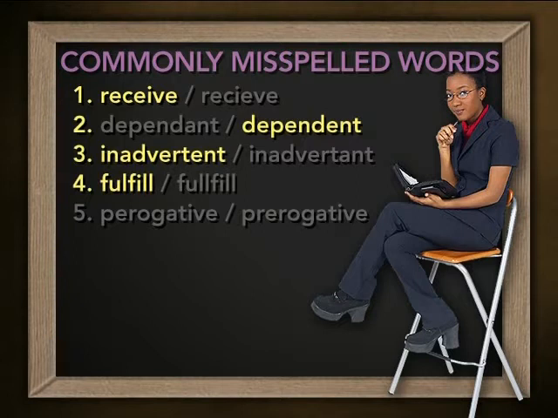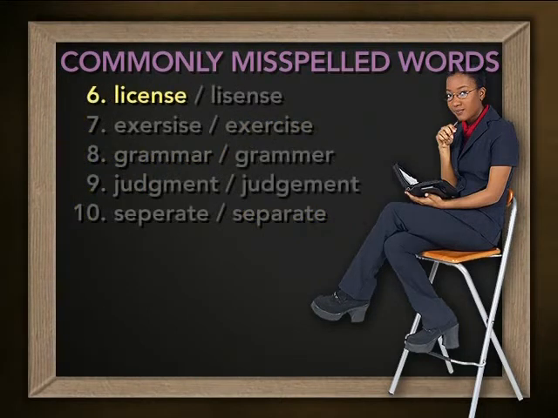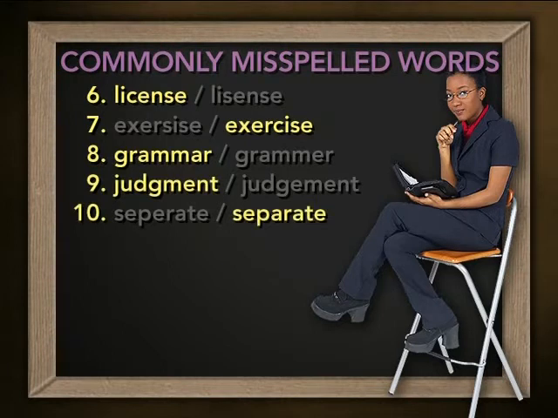Fulfill has one L followed by the two L's. Prerogative, dropped an R. License, C, not an S. That one's hard because of the way we pronounce it. Exercise, common mistake, using an S instead of a C. Grammar, I'm mispronouncing it purposely so you hear it rather than grammar. Judgment, people tend to add an E, there's no E there. And separate, correct spelling with two A's rather than S-E-P-E-R.